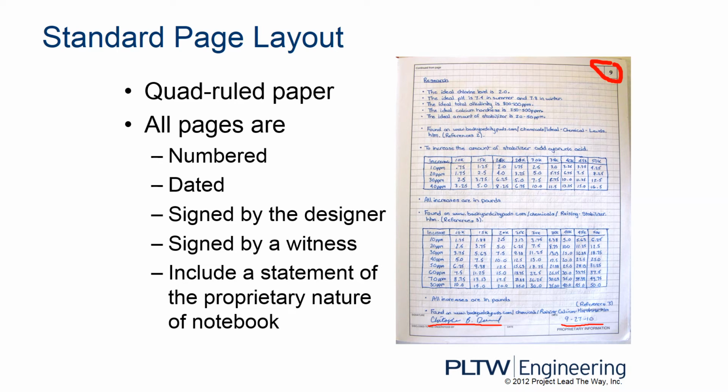That witness is basically there if there's ever a question in a court of law as to when you did this. That witness will provide testimony that says, I saw Joe Smith sign this on this date, and that's why I signed it. All right, and then there's a little note that says this is proprietary information. It's not open to the public. It's mine.